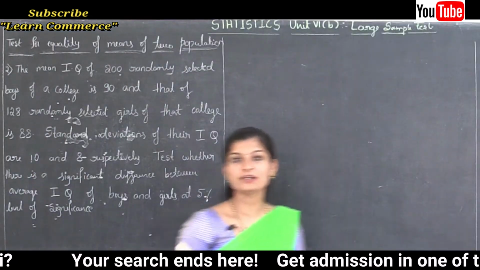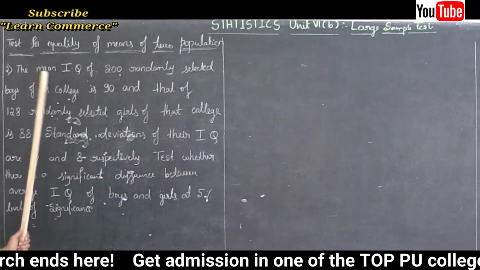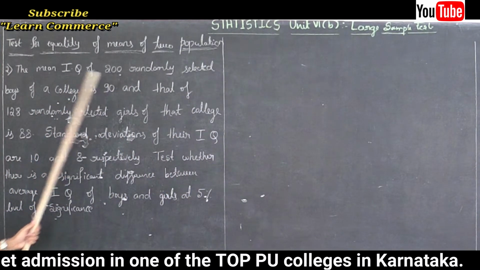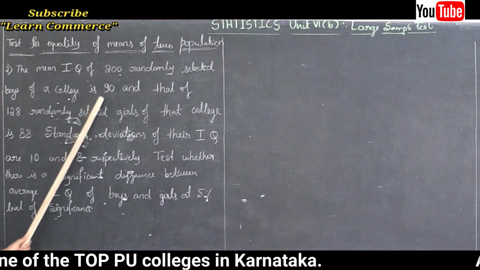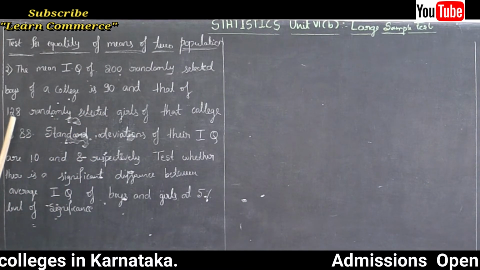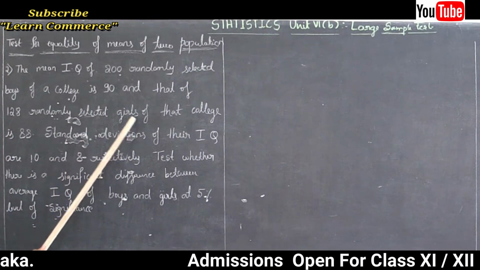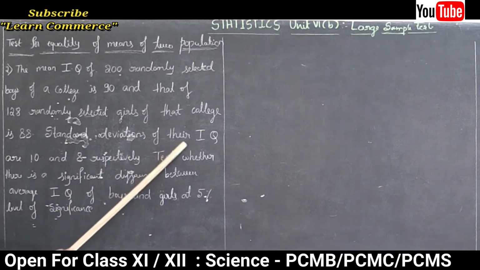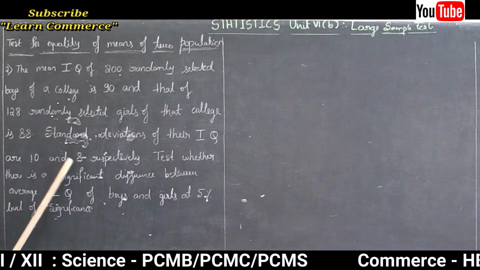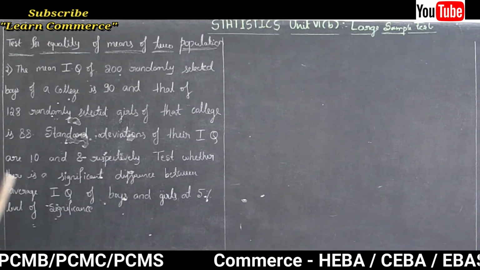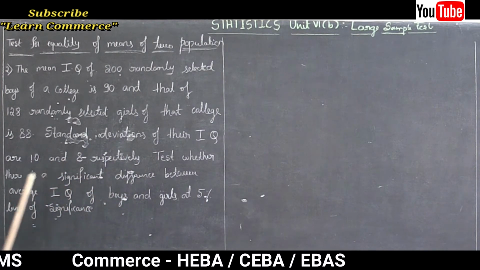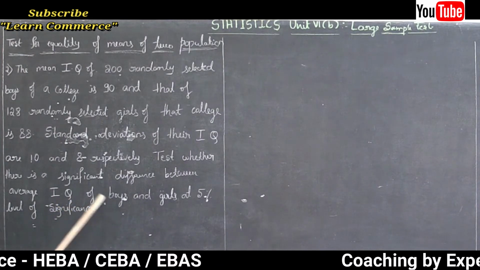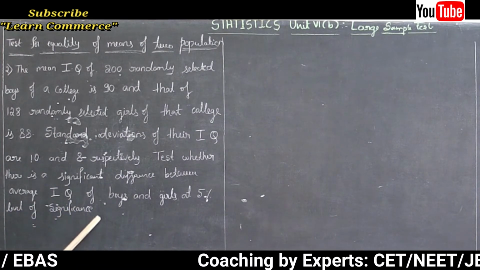Next, problem number 2: the mean IQ of 200 randomly selected boys of a college is 90 and that of 128 randomly selected girls of that college is 88. Standard deviations of their IQ are 10 and 8 respectively. Test whether there is a significant difference between average IQ of boys and girls at 5% level of significance.